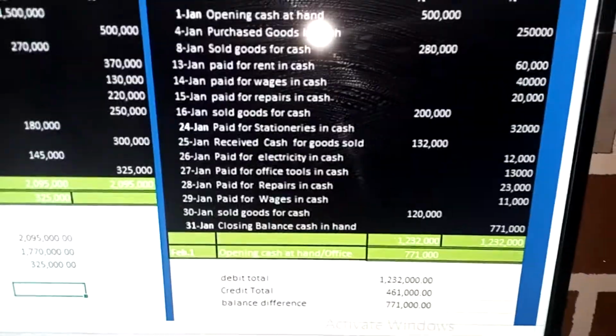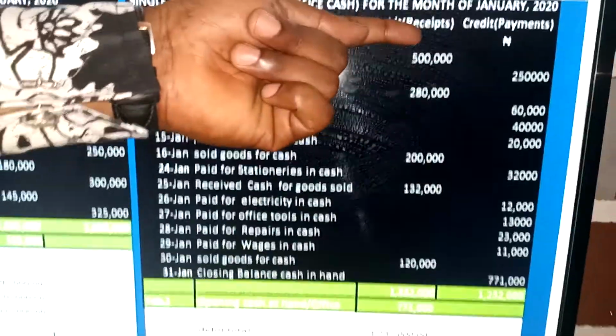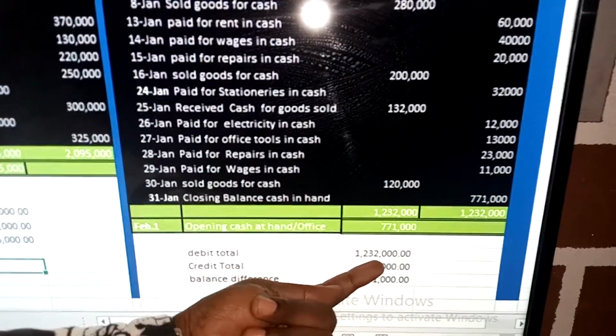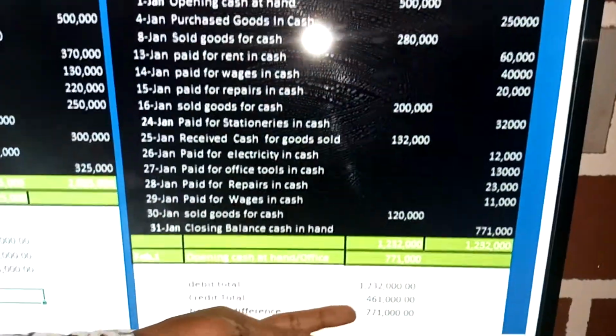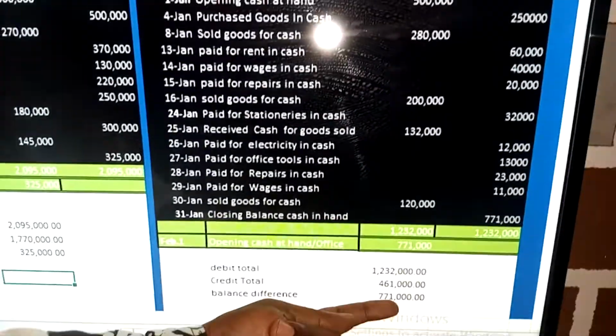So we do the same thing for the cash. We also look at total debit, which is the receipt. We add all the transactions here. It gives us 1,232,000, and all the payments is giving us 461,000. The difference here is what?